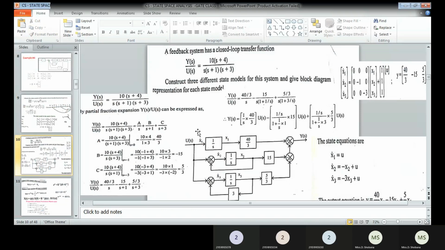So now we are going to draw the canonical state diagram. Here you can see all the terms consist of u. So first of all you have to draw the u of s. From this we are going to take the branch and give the input signal to the first term. The first term has first forward path as 1 by s. That will be multiplied with the block gain 40 divided by 3. That is directly given to the adder, and this adder gives you the output.